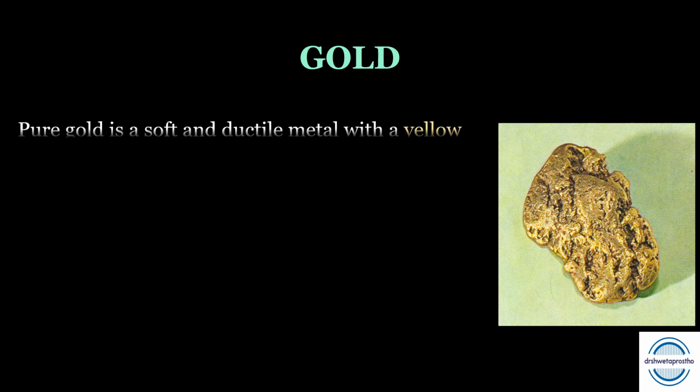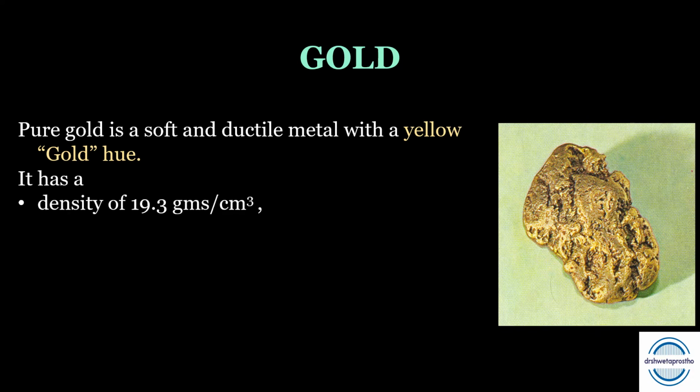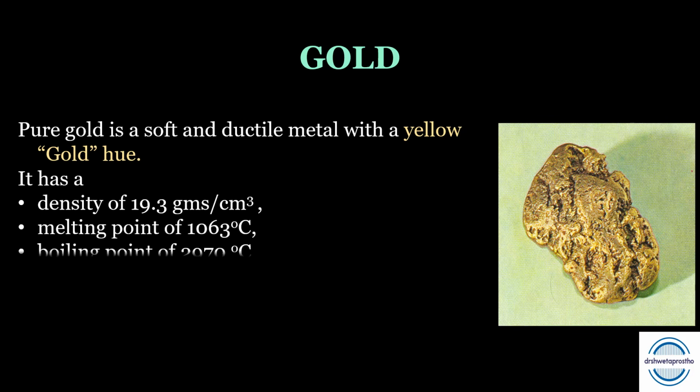Gold. Gold is an old English word which comes from "geolo". It means yellow. Its symbol is Au. Pure gold is a soft and ductile metal with a yellow hue. The common properties are: it has a density of 19.3 grams per centimeter cube, a melting point of 1063 degrees Celsius, and a boiling point of 2970 degrees Celsius.